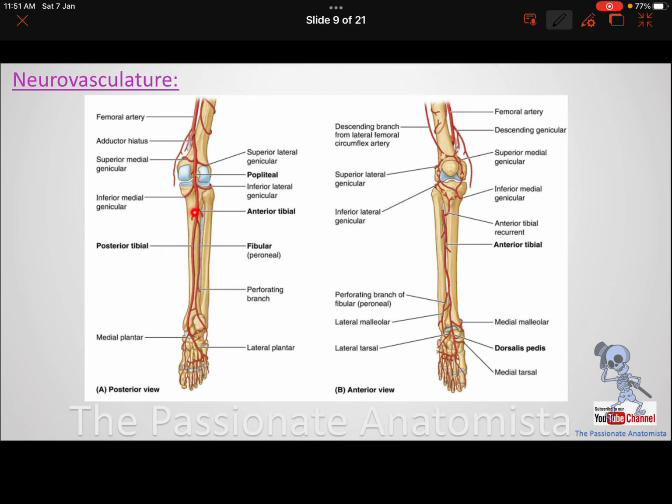That's why, guys, if you look at this part here, sometimes they call it the tibiofibular trunk. Sometimes. Mostly they say it's the posterior tibial, and then they would tell you the fibular is a branch of it.